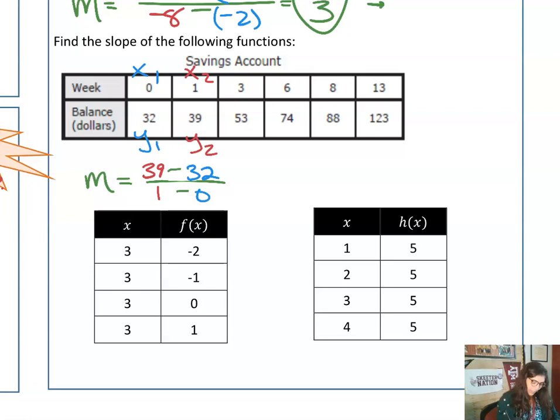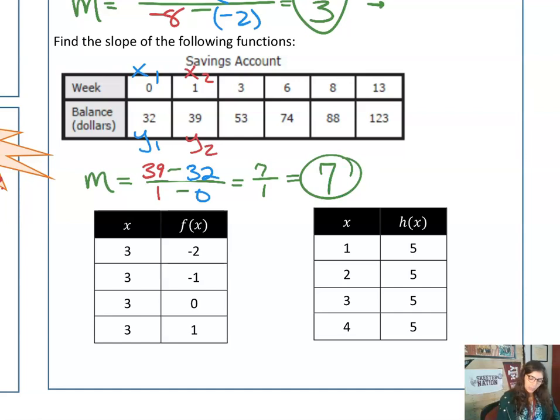Then we start calculating. This one's easy enough to do in our head, so we'll just do it in our head. 39 minus 32 is 7. 1 minus 0, that's 1. And 7 divided by 1 is 7. So if my slope here, or my rate of change, is 7, that means my balance in my savings account is changing by a positive $7 every week. I'm saving $7 and putting it in my bank account every week. It's a rate of change for this savings account.